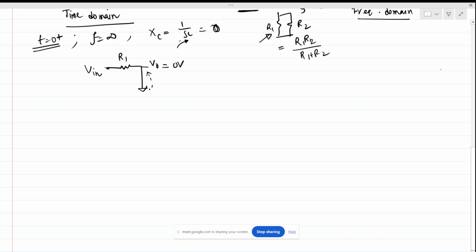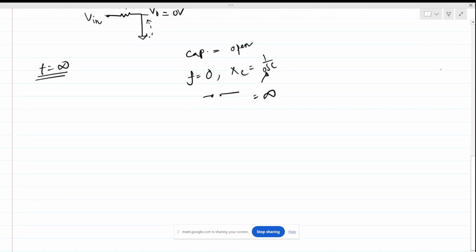Now the second case, at t equals infinity. What will the picture be? The capacitor acts as an open circuit, because the signal frequency is now 0. XC is 1 over SC, and with S equal to 0 this becomes infinite. If an impedance is infinite, that means an open circuit, right? So let's draw the picture again. Here we have R1, this becomes an open circuit, and this is R2, right?